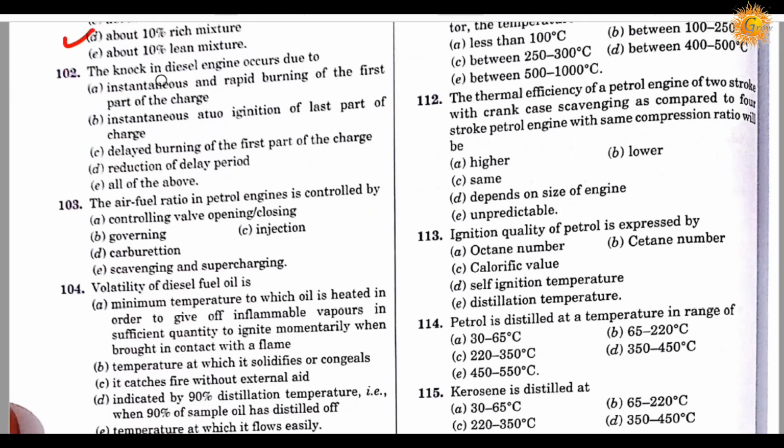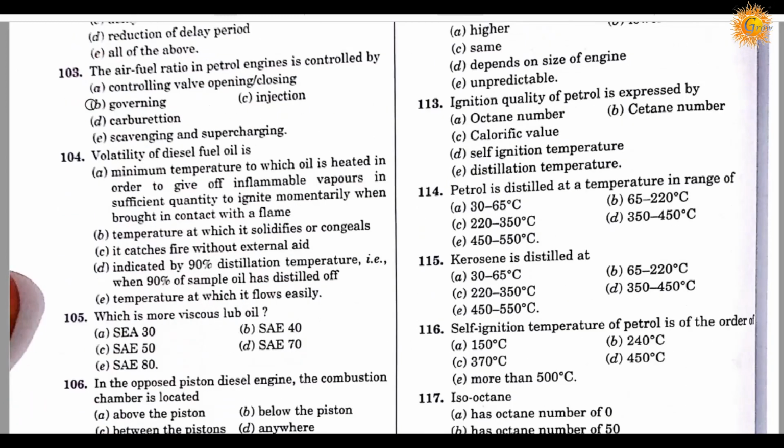Question number 102. The knock in a diesel engine occurs due to: option A, instantaneous and rapid burning of first part of the charge; option B, instantaneous auto ignition of last part of charge; option C, delay burning of the first part of the charge; option D, reduction of delay period; option E, all of the above. Correct answer is A, instantaneous and rapid burning of the first part of the charge.